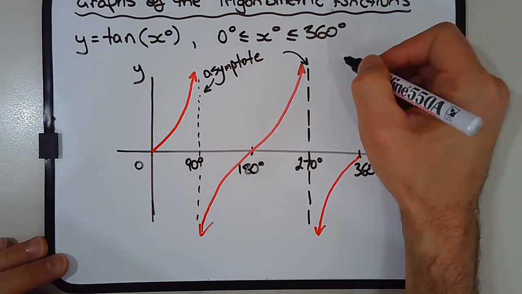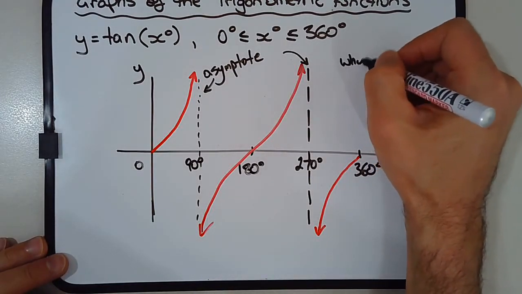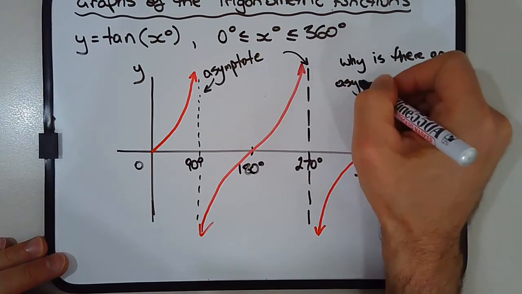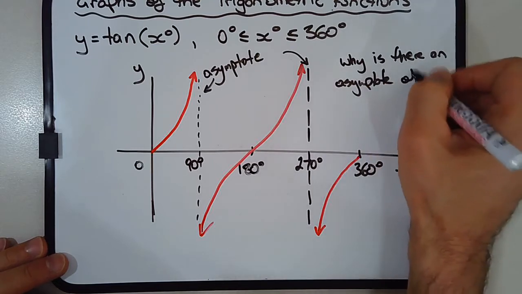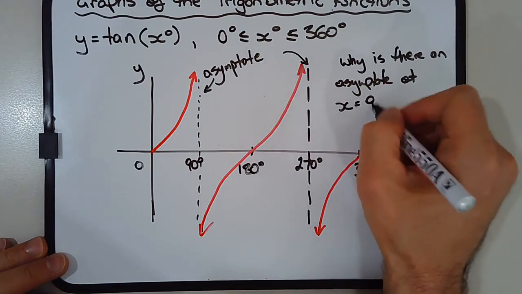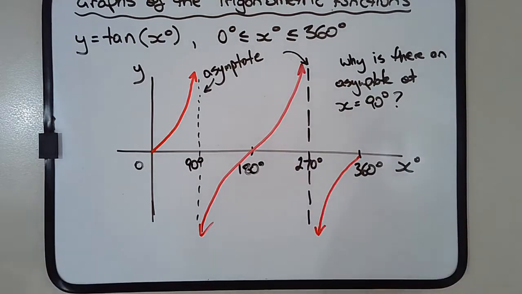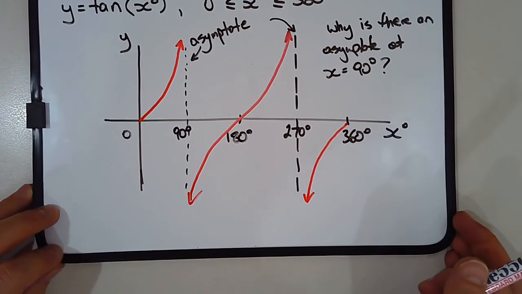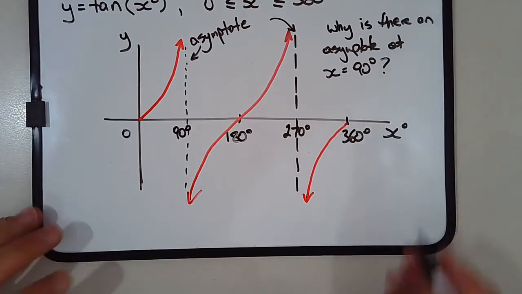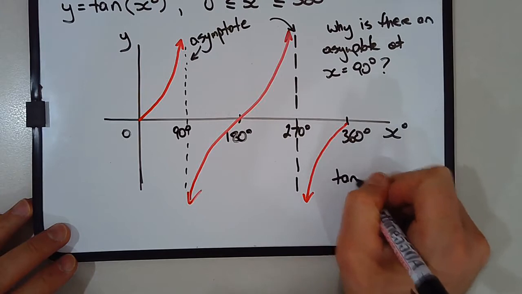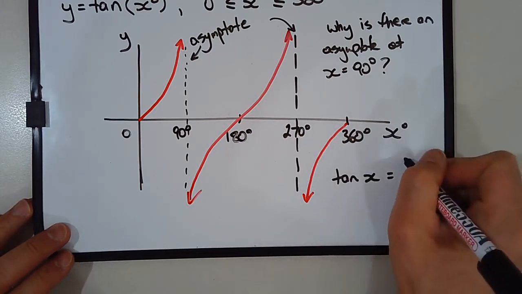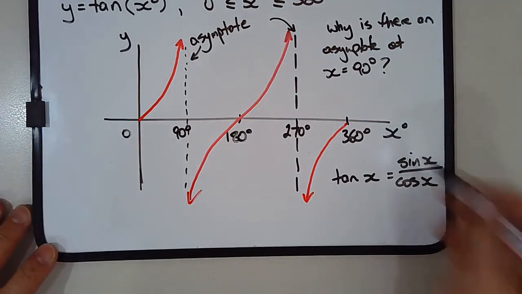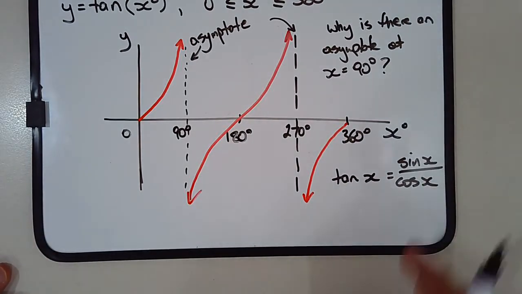So the question is, why is there an asymptote at x equals 90 degrees? And also one at 270. We'll answer this one first. So just recall what tan can be defined in terms of. Remember that tan of x really is just the same as saying sine of x over cos of x. We looked at the definition of tan in terms of sine and cos.